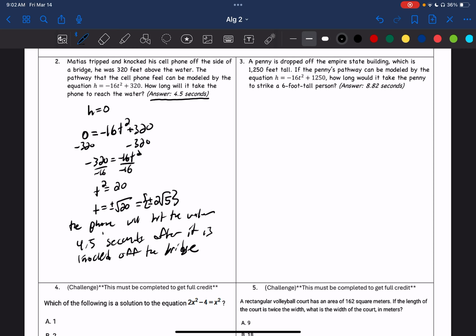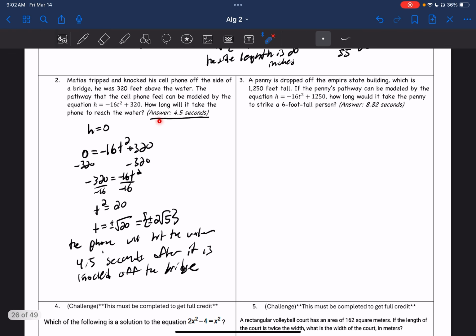All right, a penny is dropped off the Empire State Building, which is 12,500 feet tall. The penny's pathway can be modeled by the equation h of t is equal to negative 16t squared plus 250. How long will it take the penny to strike a 6-foot tall person? All right, so we still have our same sort of function here, but there's a difference between this problem and the previous two.